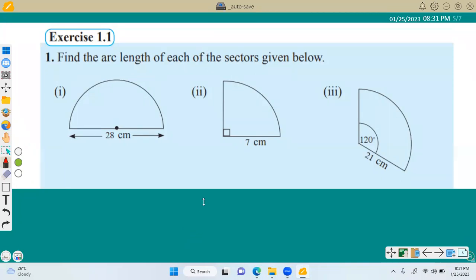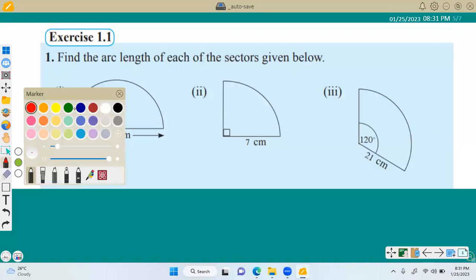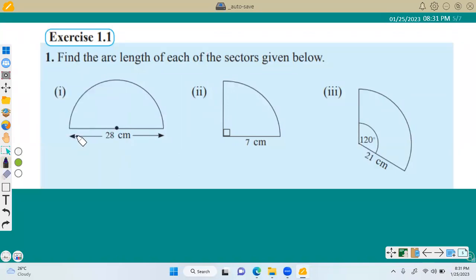Okay. Now let's discuss the answers. Look at here. Is this the radius or the diameter? Last week I discussed the relationship between the diameter and the radius. When you are given the diameter, how do we obtain the radius? Radius is equal to d upon 2, that means half of the diameter. Then the radius of this sector is 28 upon 2, so it is 14 centimeters.